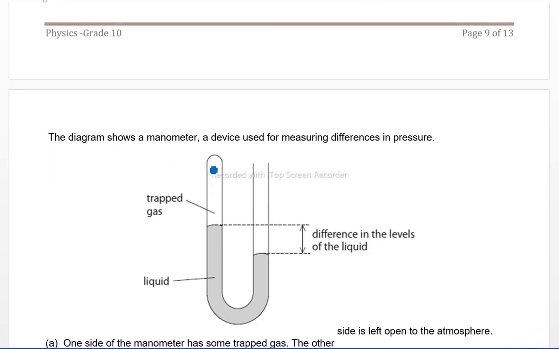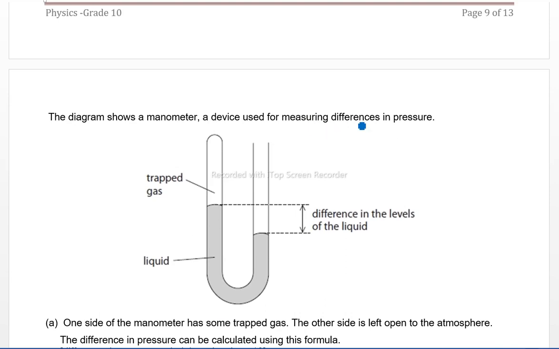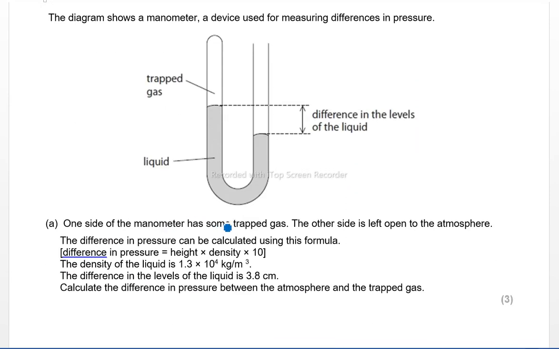Right. Moving to question number 6. The diagram shows a manometer, a device used for measuring difference in pressure. One side of the manometer has trapped gas, the other side is left open to the atmosphere. So left side you have trapped gas, the right side is left open to the atmosphere. The difference in pressure can be calculated using the formula: difference in pressure is equal to height times density times gravitational field strength.